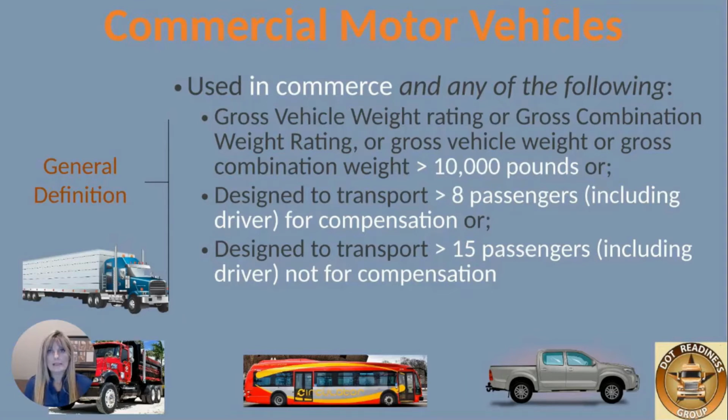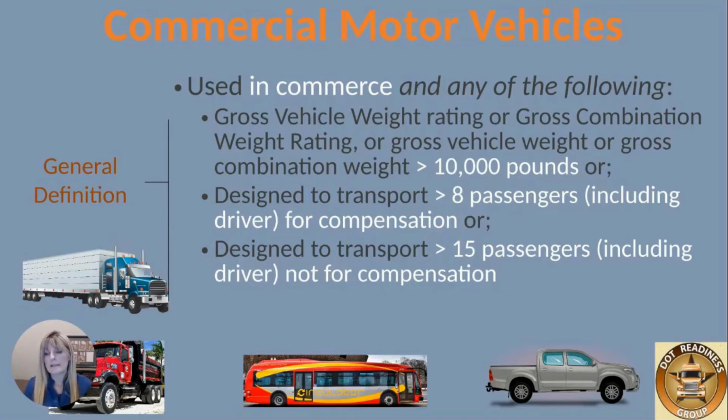So if there's 8 seats, or in this case, 8 seat belts potentially, then you are now regulated as a commercial motor vehicle. And that is for compensation. If it's not for compensation, and scenarios like that would be your church buses, companies that have employee buses where they move employees back and forth, at that point, if you're not getting compensation for any reason.